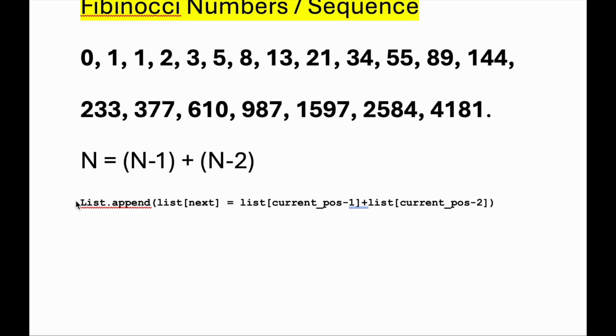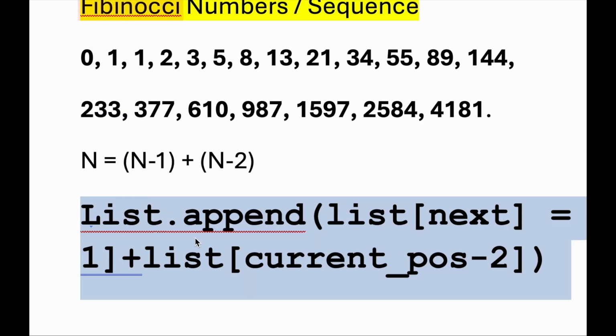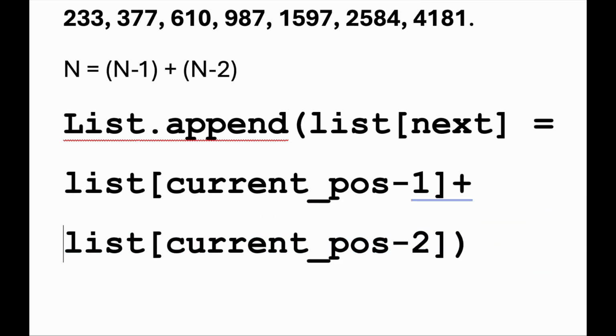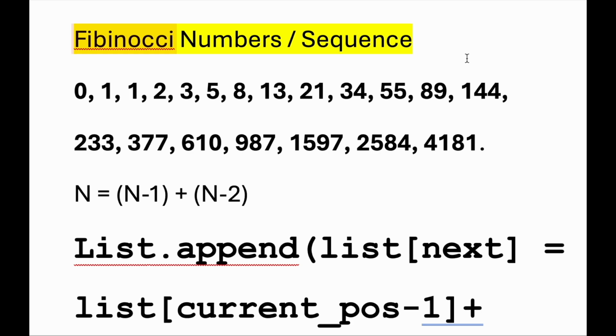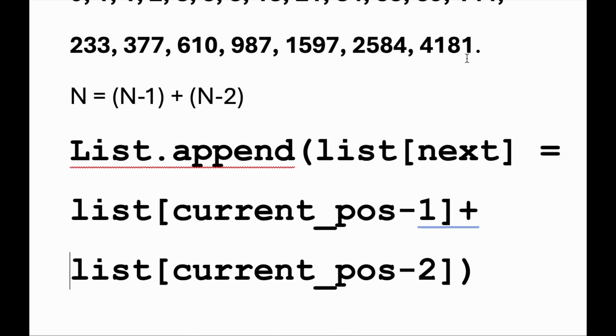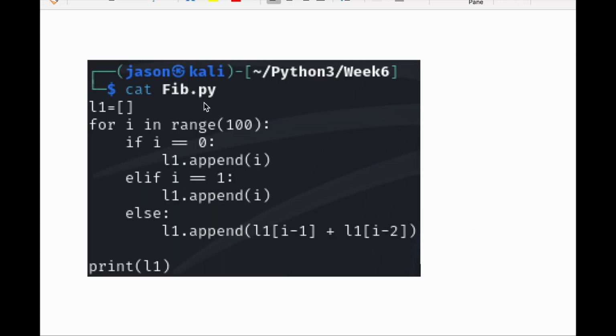Now, if you can't see this, I could make it a lot bigger so you can see it. Okay, so list.append, list next, equals list indexing current position minus 1 plus list indexing current position minus 2. So what does the actual code look like? Meaning, if I were to ask you to put the first n Fibonacci numbers in a sequence, could you do that? So let's see the code of how you could possibly do that. For the Fibonacci, I wrote a little program right here.